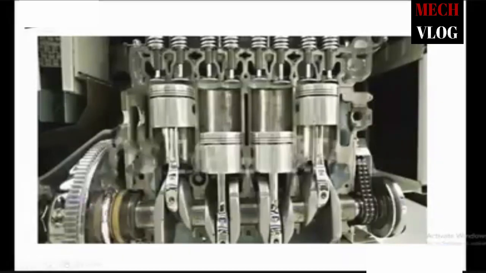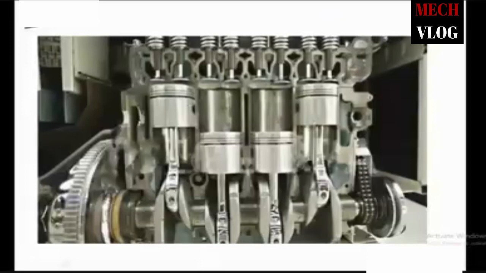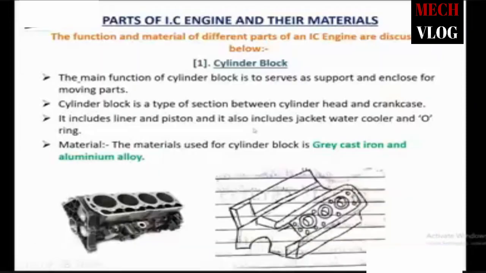This portion represents the cylinder head, and the remaining portion represents the cylinder block. It includes liners, pistons, water cooling jackets, and O-rings. So it includes this piston, and there are also liners that we can't see, and water cooling jackets for reducing the heat. The material used for the cylinder block is grey cast iron and aluminum alloys.